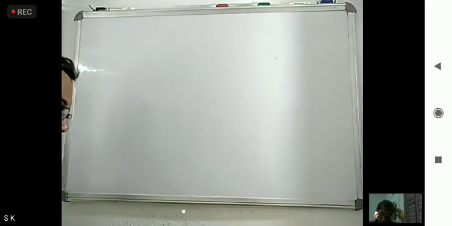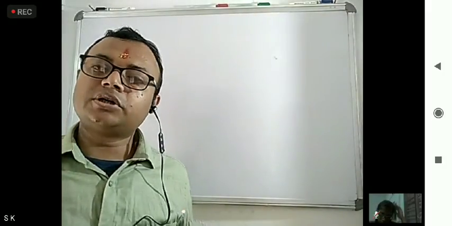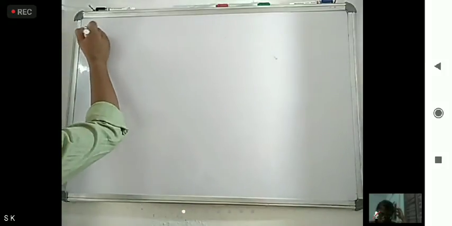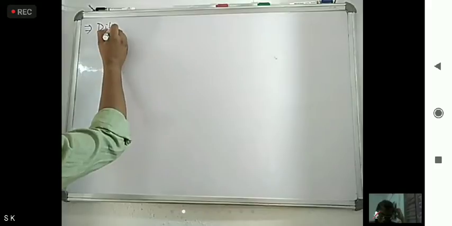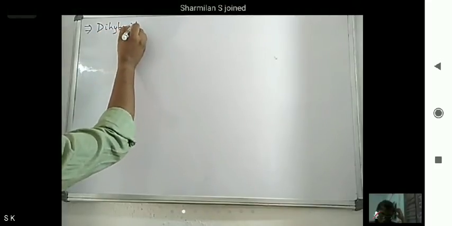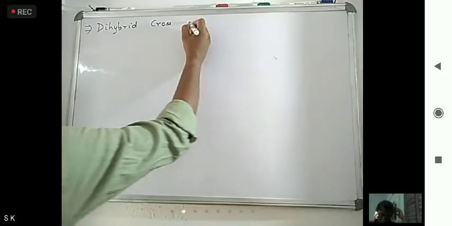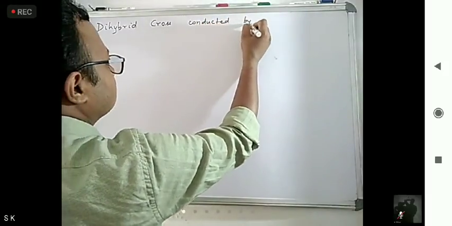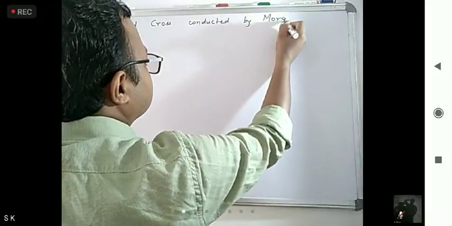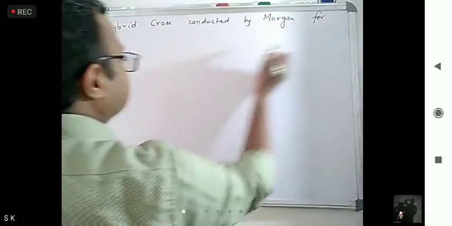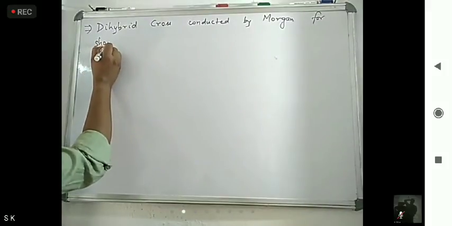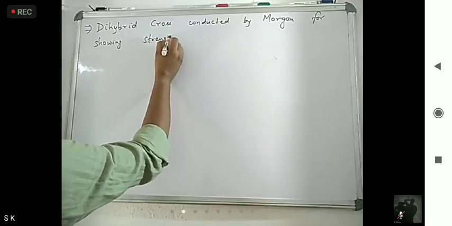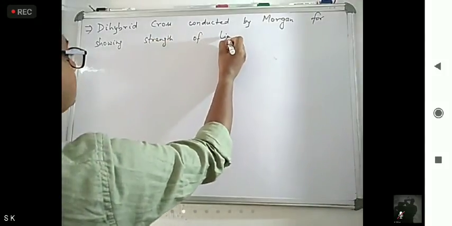Now, next we have to see the dihybrid cross conducted by Morgan for showing strength of linkage.